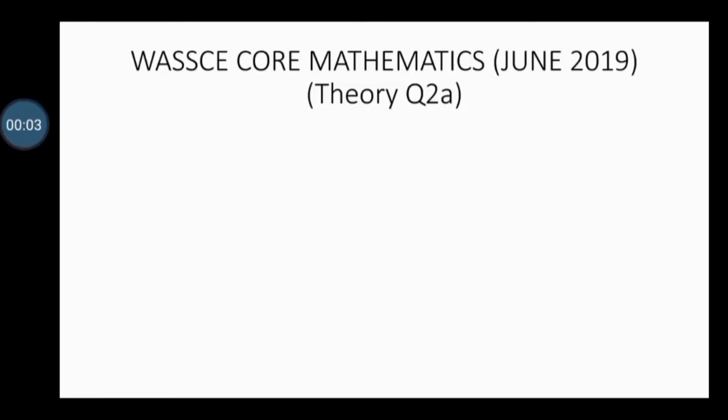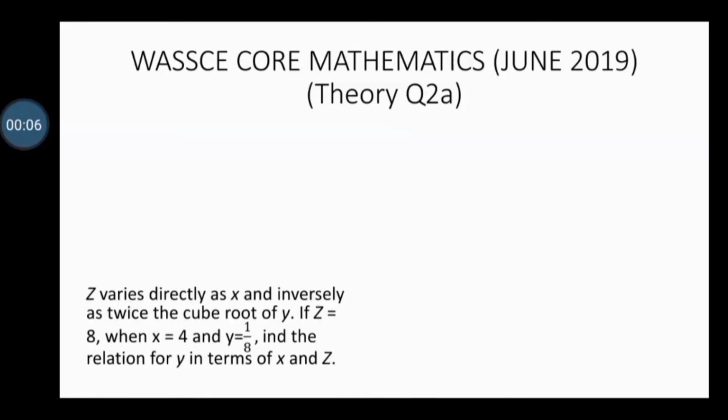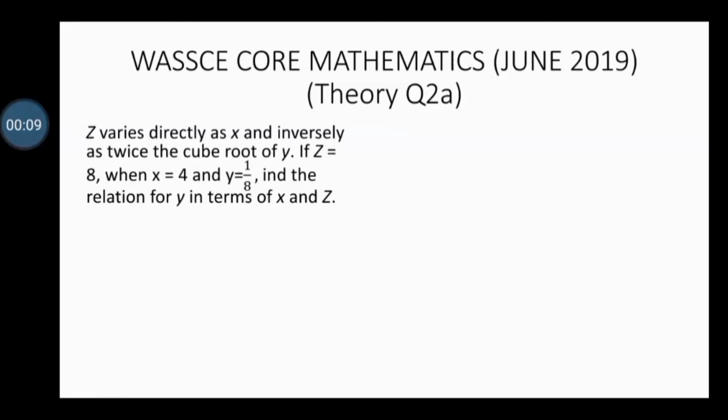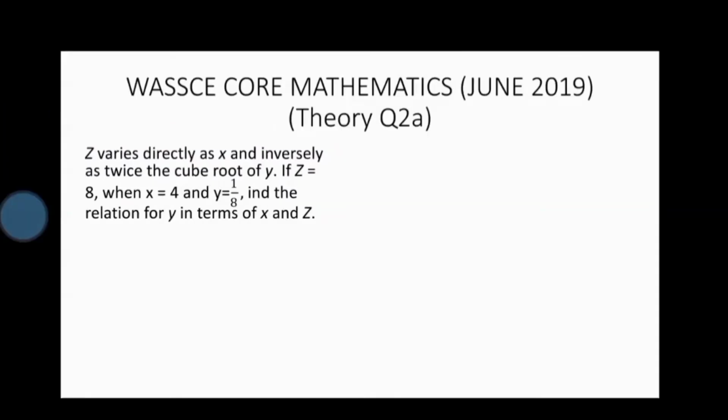WASSCE Core Mathematics Theory Question 2a, and it reads: Z varies directly as x and inversely as twice the cube root of y. If z is equal to 8 when x is equal to 4 and y is equal to 1 over 8, find the relation for y in terms of x and z.